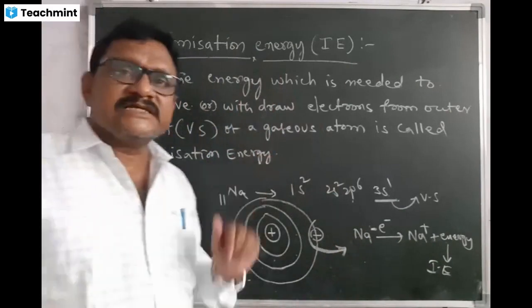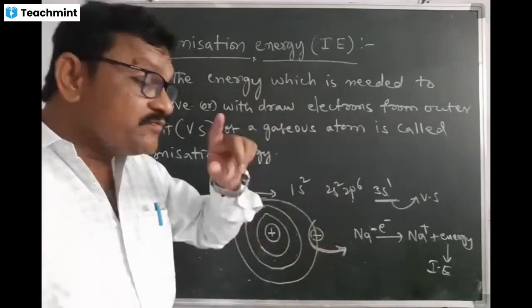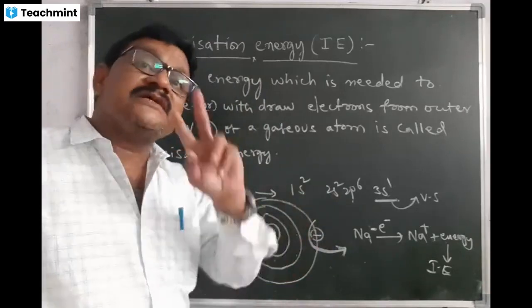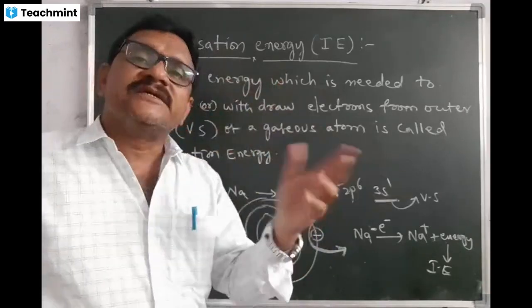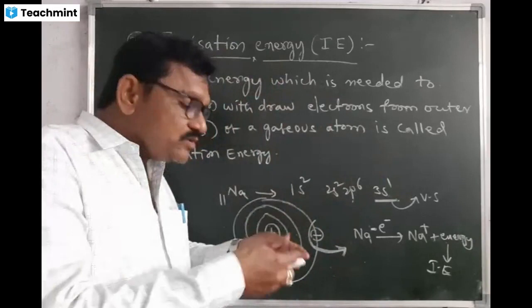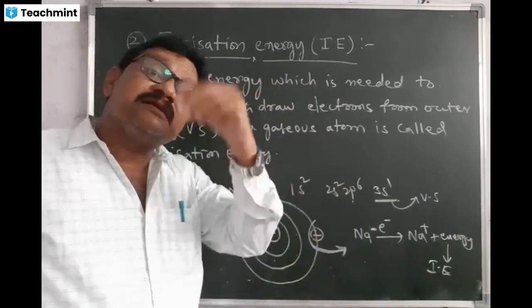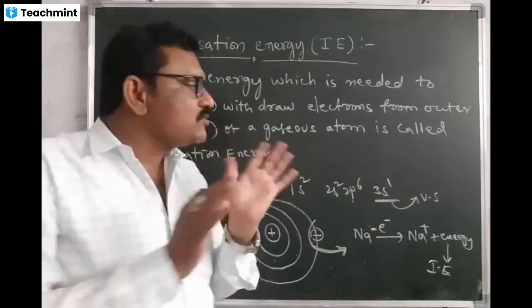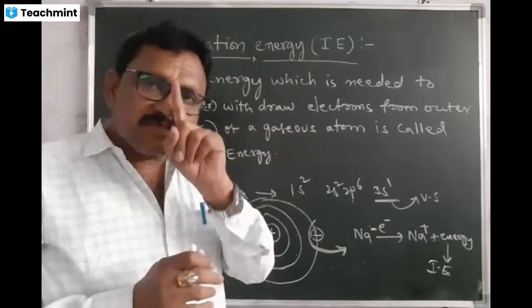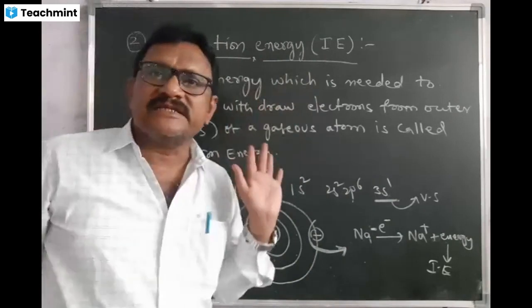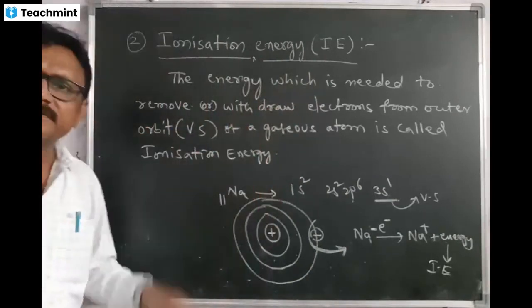This is called first ionization energy. If you want to remove two electrons from the system, then that is called second ionization energy. Whenever you want to remove three electrons from the atom, then that is called third ionization energy. But here there is no need to discuss all those energies. You just have to understand the definition of ionization energy. Okay, you write down this. Completed.